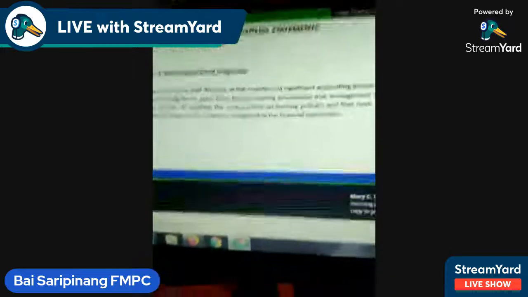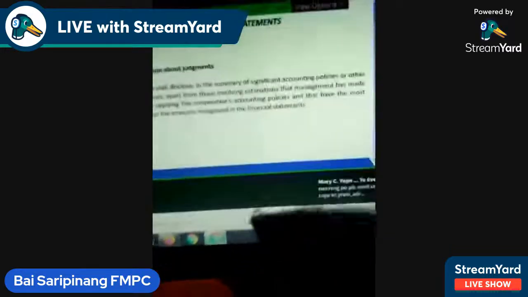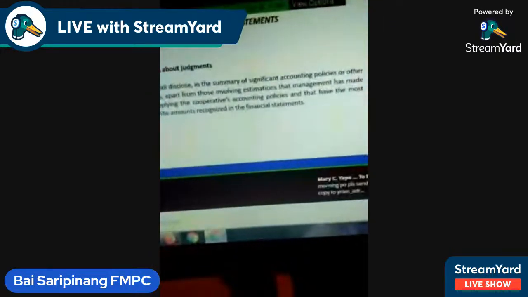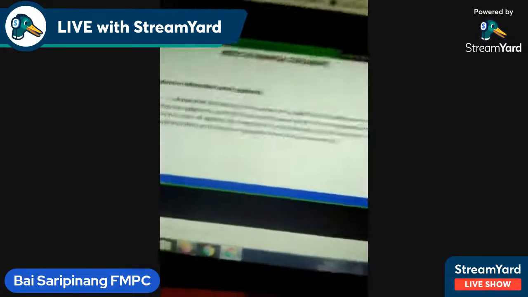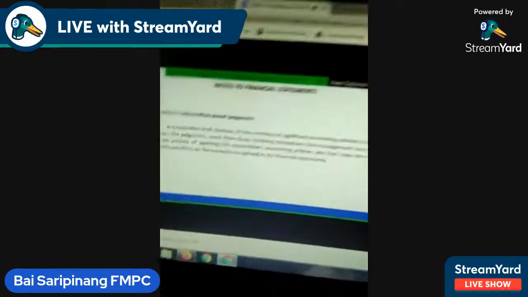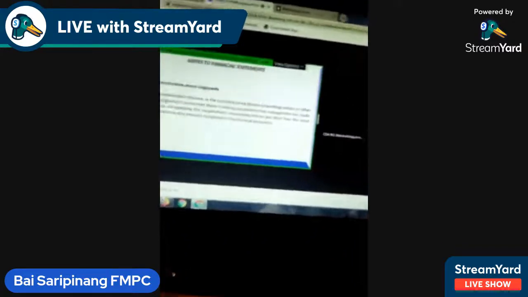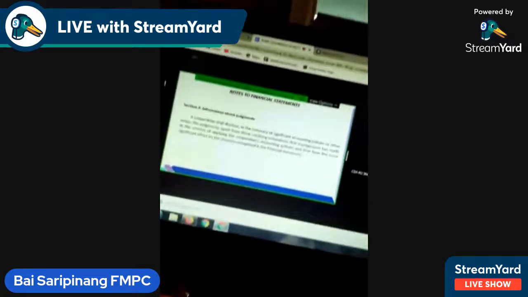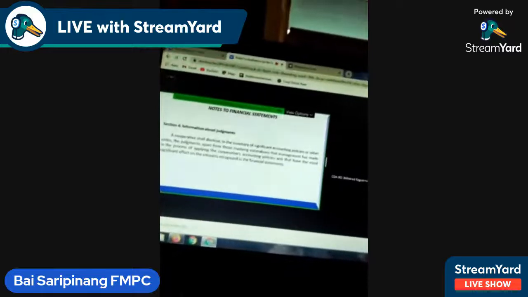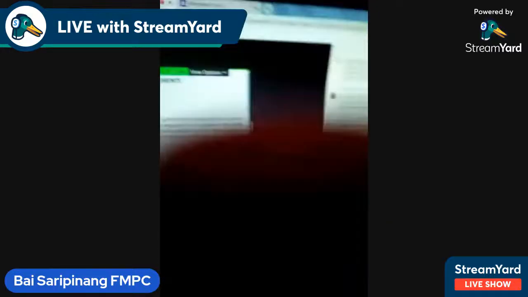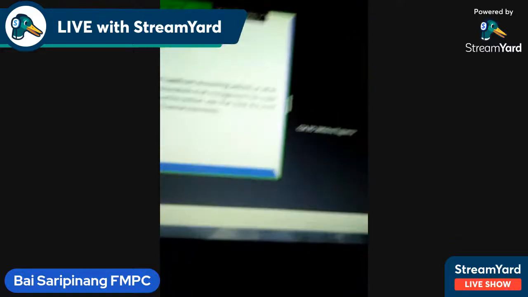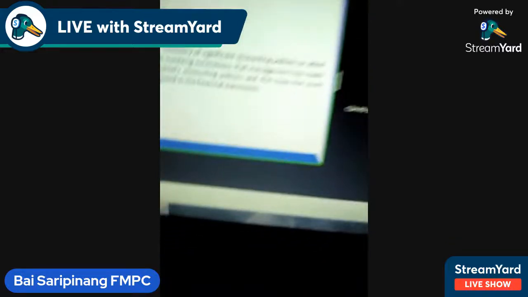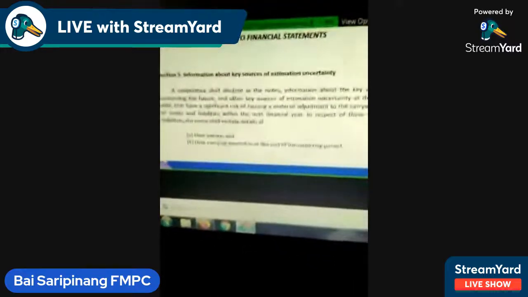Now, on the information about this judgment, a cooperative shall disclose in the summary of significant accounting policies or other notes the judgments, apart from those involving estimations, that management has made in the process of applying the cooperative's accounting policies and that have the most significant effect on the amounts recognized in the financial statements.